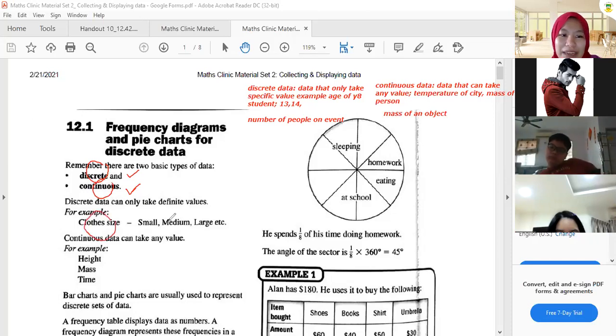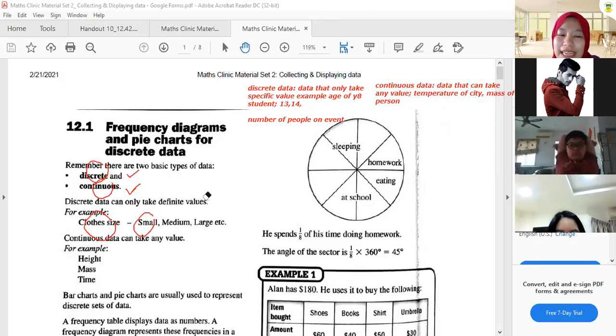Clothes size, we have specific value. What is your size for clothes size for SGIS Sport Day? Sport t-shirt, PE shirt. Don't know? Never bought it yet. Okay, so it will be S, M, L, or you're not sure. So you have specific value for it, correct? So this is what we call discrete data.